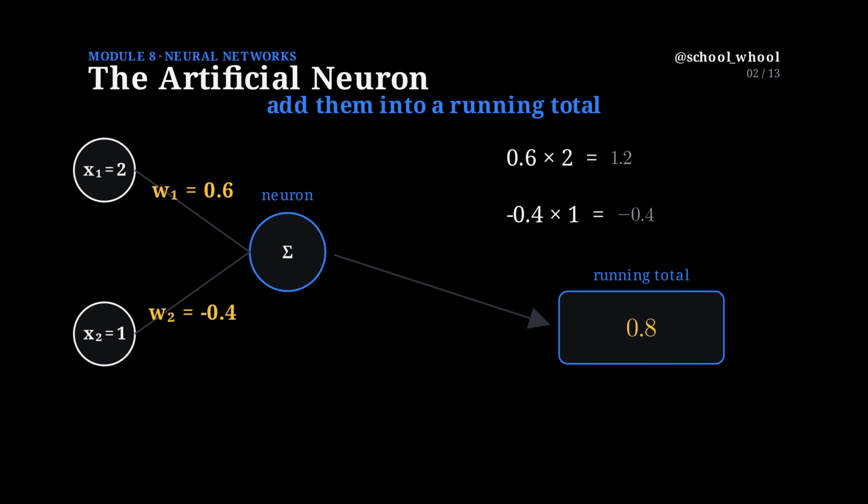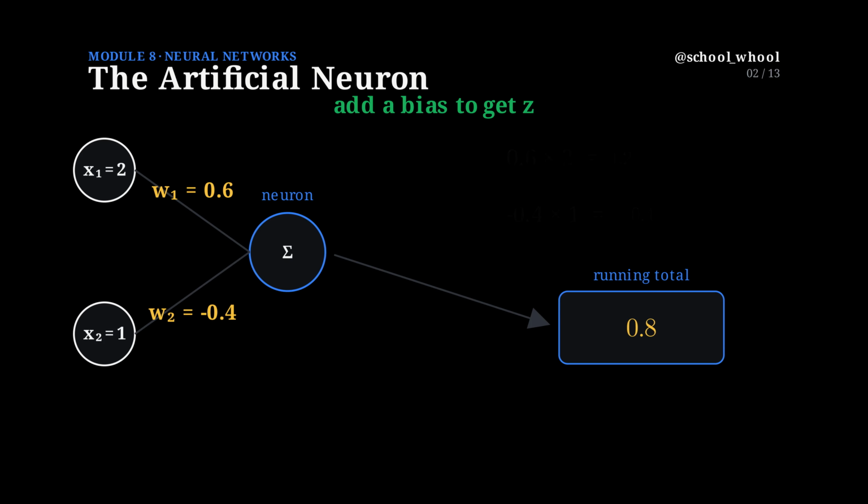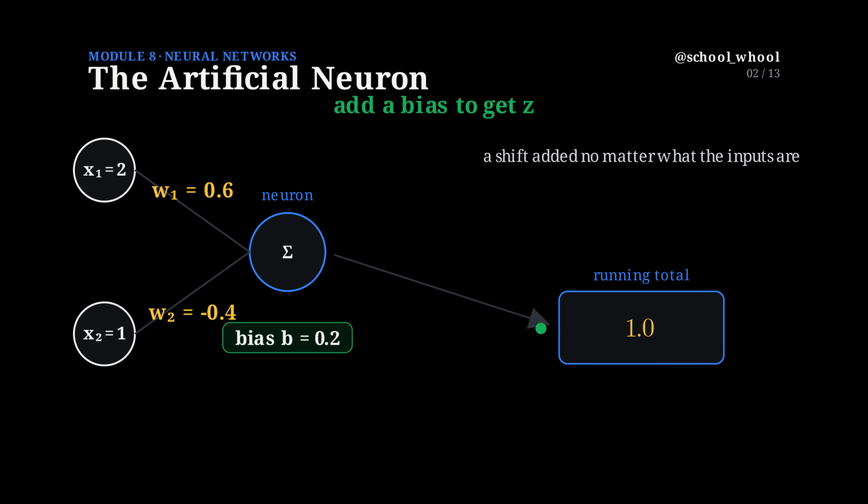There's one more number to add, the bias. The bias is a value the neuron adds no matter what the inputs are. It shifts the whole result up or down, like setting a starting point before any input arrives. Our bias is 0.2. Add it, and the total lands on exactly 1.0. We call this final sum z.